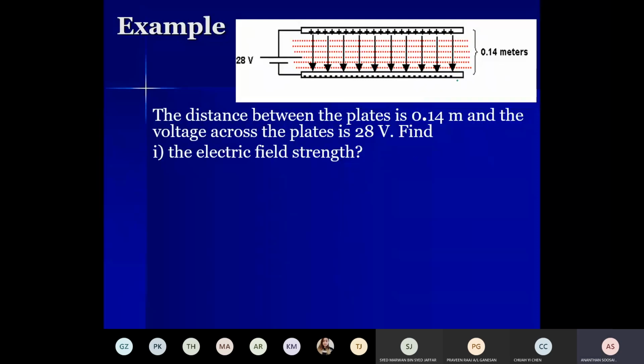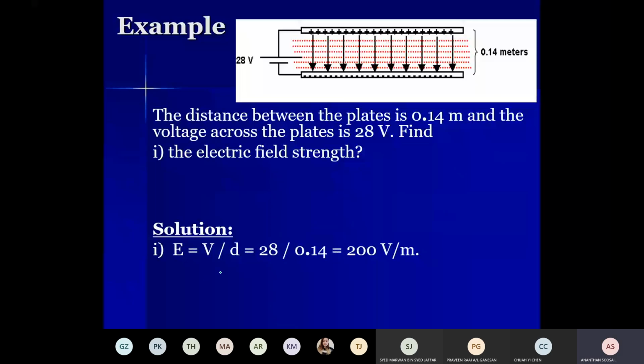So what formula will be used? 28 divided by 0.14. Of course, E equals V over D. 28 divided by 0.14 is the strength, 200 volt per meter.